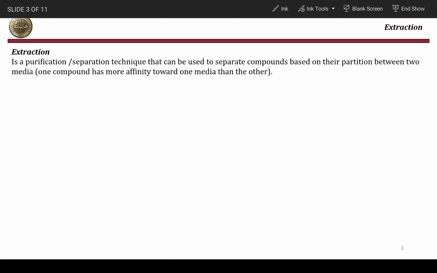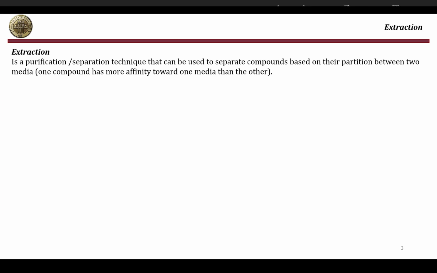Extraction is a purification or separation technique that is commonly used in organic chemistry labs to separate compounds based on their partition between two media. These two media could be either a polar and a nonpolar solvent or an aqueous and organic solvent, and usually a compound will have higher affinity to stay in one of the solvents over the other. This is called partitioning, and this leads to the separation of compounds.